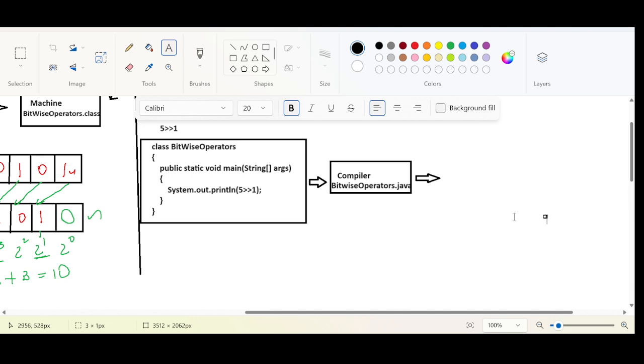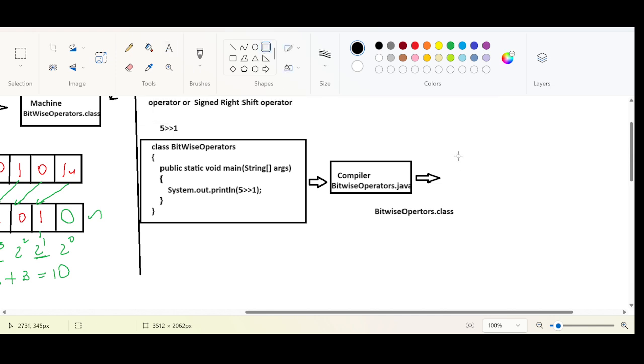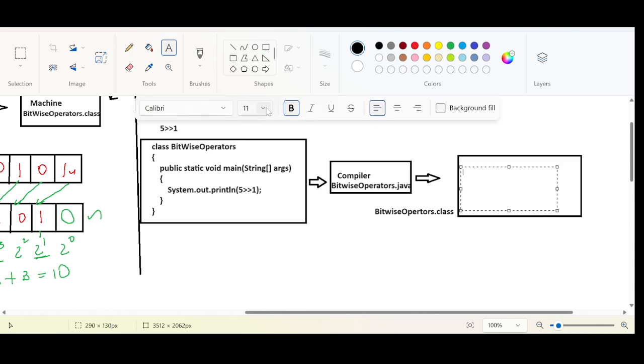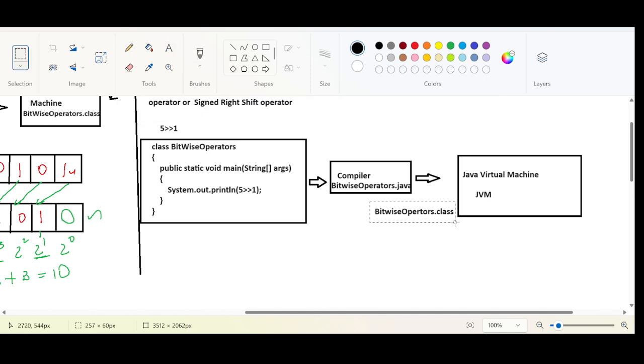Operators.class. After this, the JVM comes into the picture. The main purpose of the JVM is to execute the program. JVM, Java Virtual Machine. And what will the JVM take in? It is going to take in the .class file. The .class file will be loaded inside the JVM.